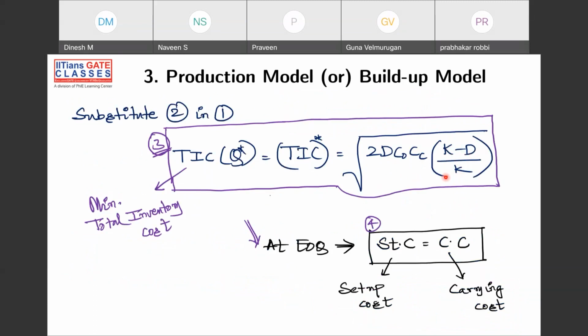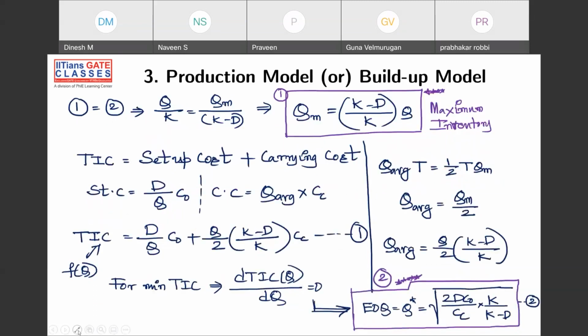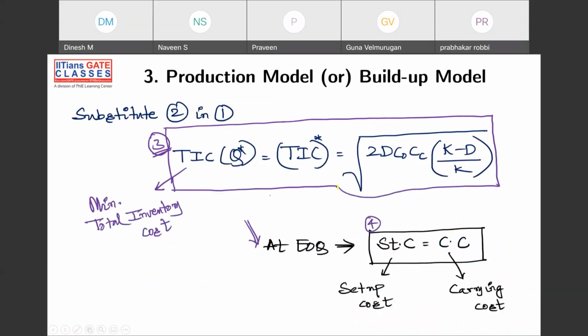That's it. The important formulas that you have to remember in these two slides are these things, this, this, this and this. Very important points. Very important.